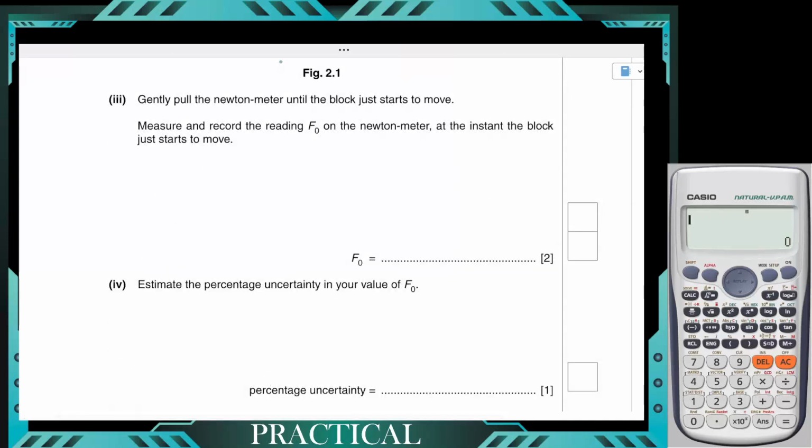One question that you're always going to get in question number 2 is to estimate the percentage uncertainty. And it could be in force, it could be in length, it could be in diameter, it could be in time period. So you have to estimate the percentage uncertainty. Now this is a question that many of the students, even the good ones, attempt incorrectly. First of all, there are two methods to answer this question.